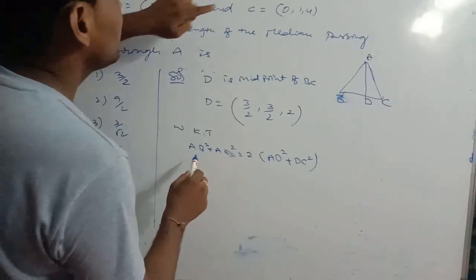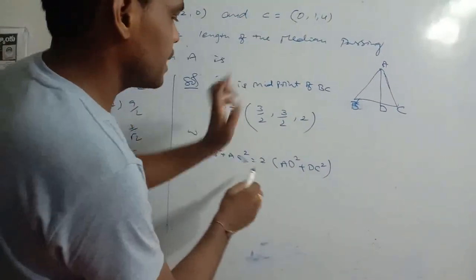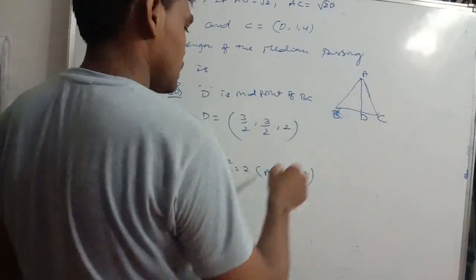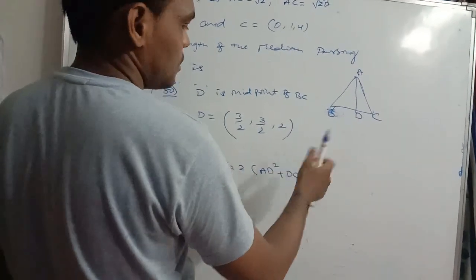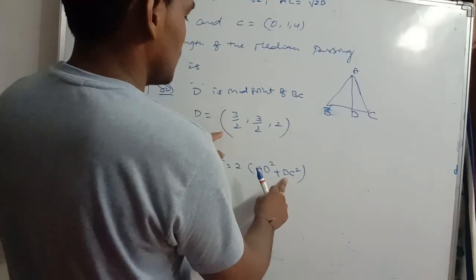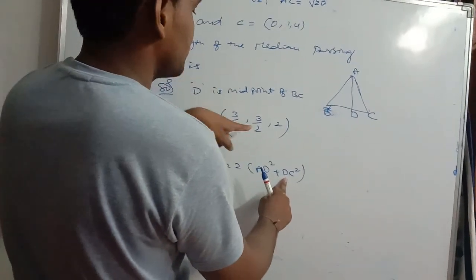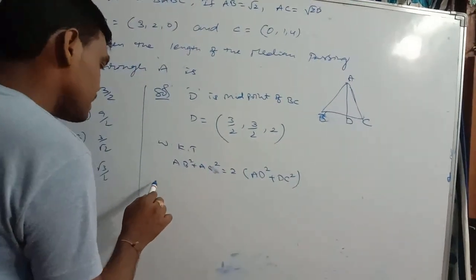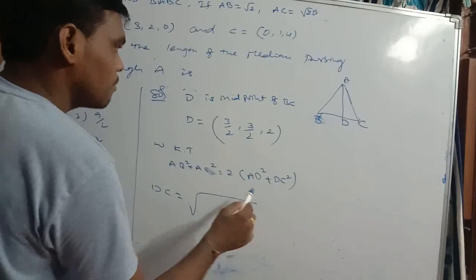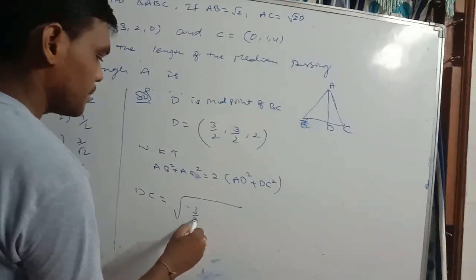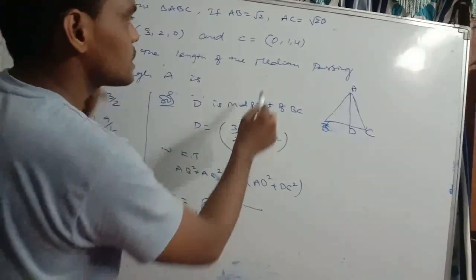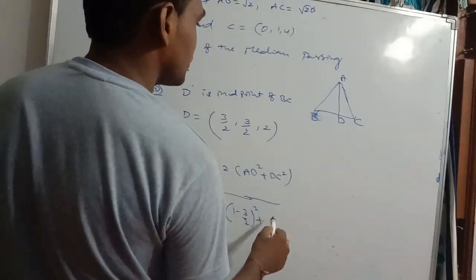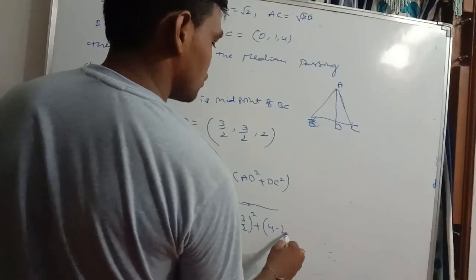Now, here AB is root 2, AC is root 20, and AD is the median through A. Now this is AD square. Now find out the AD value. Okay. Now DC. Where is DC? D coordinate is (3 by 2, 3 by 2, 2), and C is (0, 1, 0). Now the distance DC is equal to root of (x1 minus x2) whole square plus (y1 minus y2) whole square plus (z1 minus z2) whole square, and this is (4 minus 2) whole square.